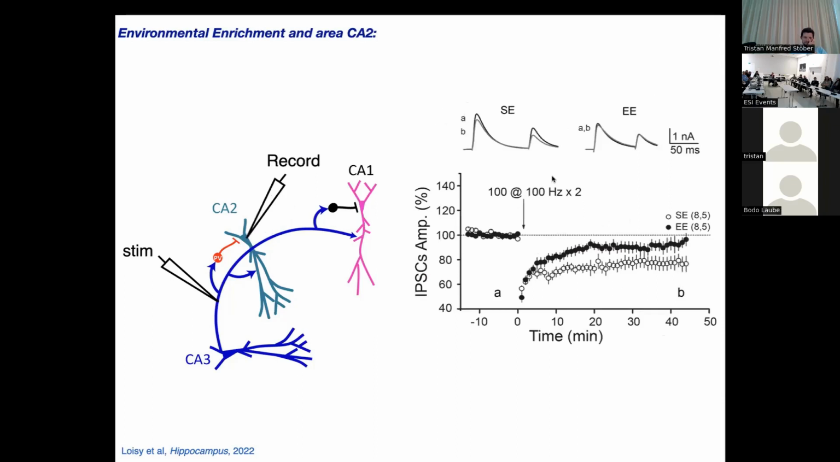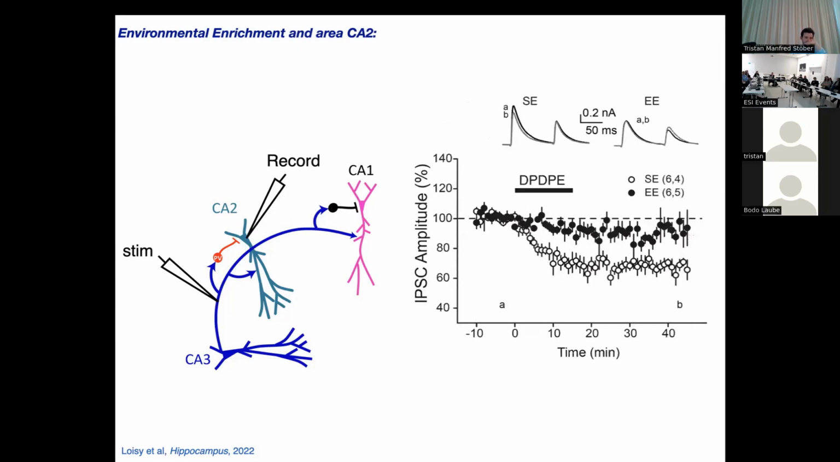And again, you see high frequency stimulation, the plasticity is really, really reduced compared to standard housing. So, okay, how can this enhanced environment really seem to reduce the plasticity? If you directly activate the delta opioid receptors, again, the plasticity is nearly gone. So here we see this is this PV interneuron network that we were studying.